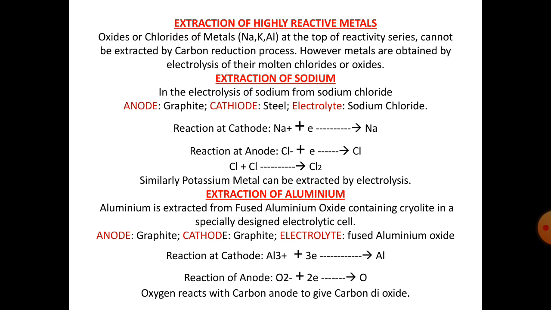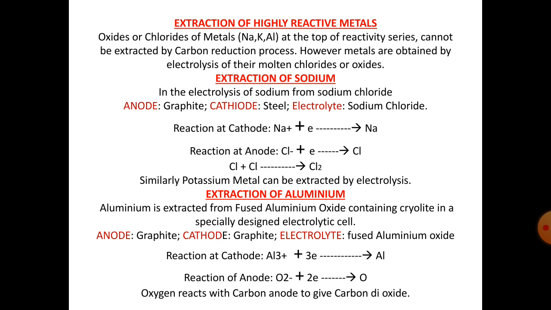Say for example, extraction of sodium. During the electrolysis of sodium from sodium chloride, in the exam sometimes the question is asked, which anode is used? We should remember that for the extraction of sodium, the anode used is graphite. The cathode which is used is steel, and the electrolyte which is used is sodium chloride.